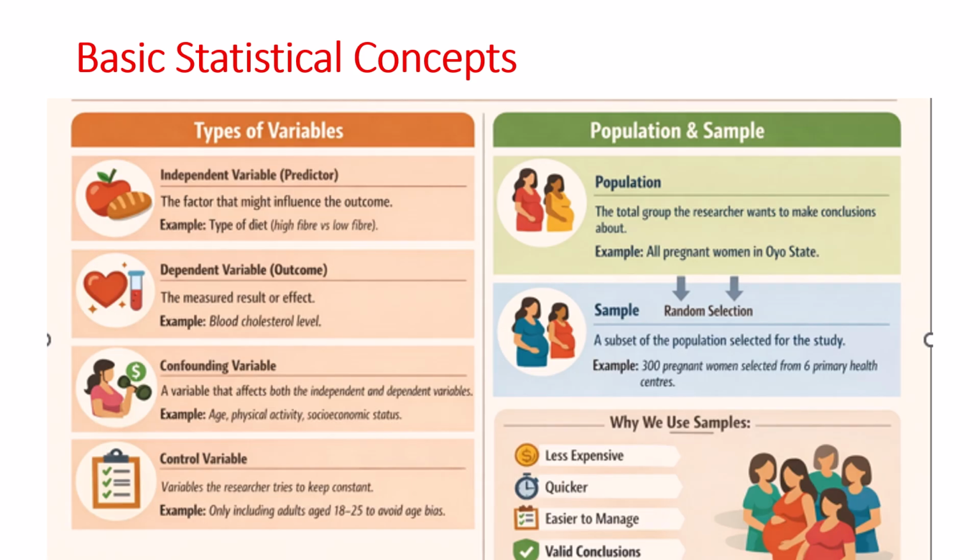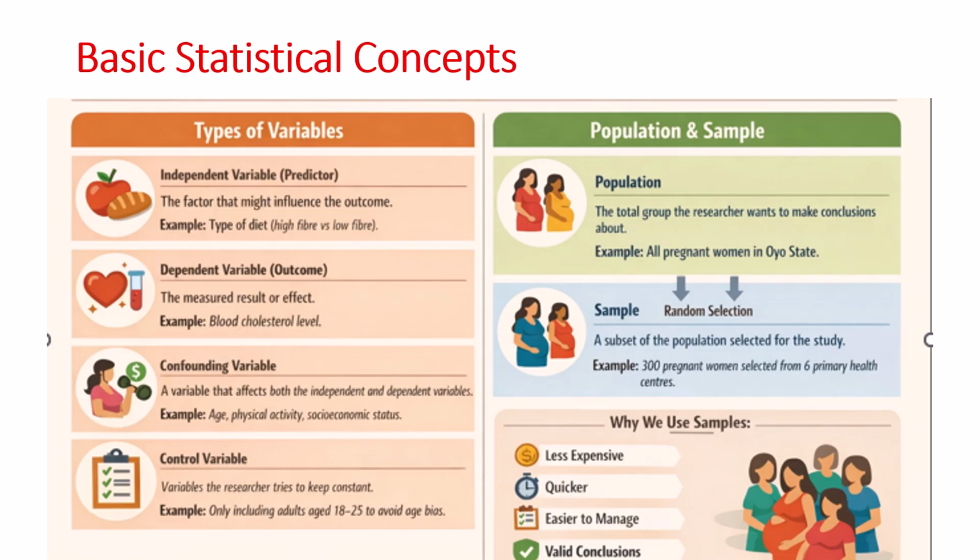There are also some variables that can affect both independent and dependent variables. It could be the age, it could be physical activities, it could be the socioeconomic status. And most times when they are not handled, they could give a misleading result. This is called the confounding variables. And in a way to address or cater for confounding variables, there might be need for us to control our variables.